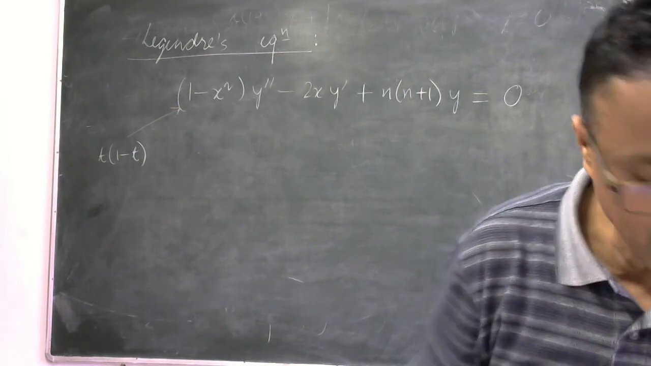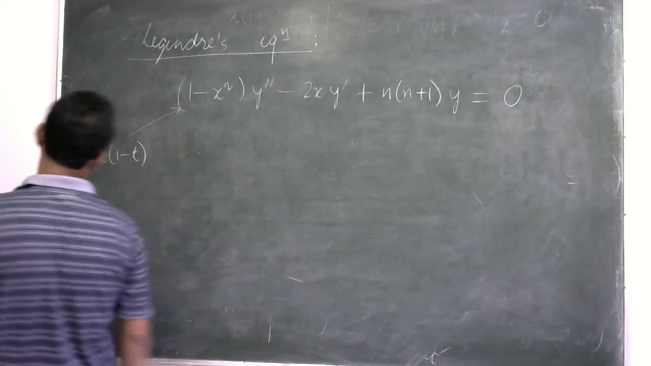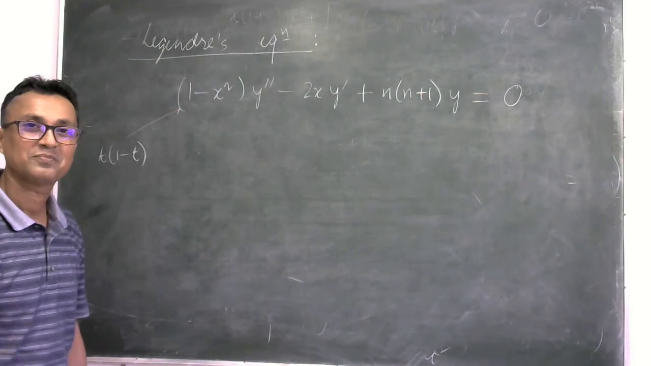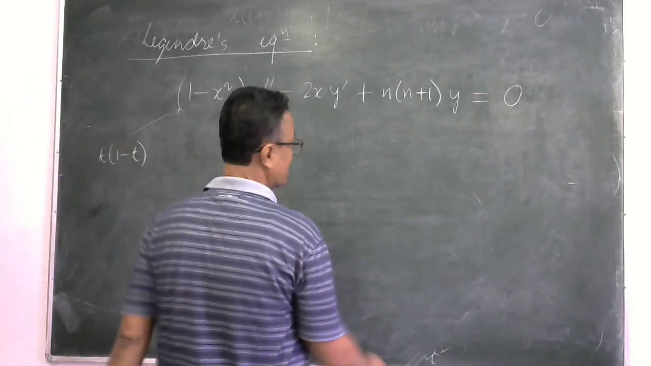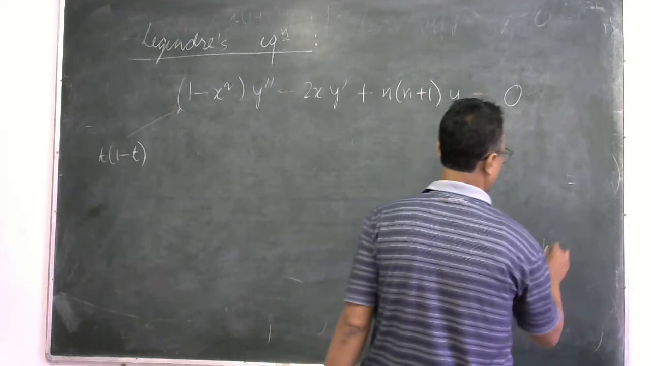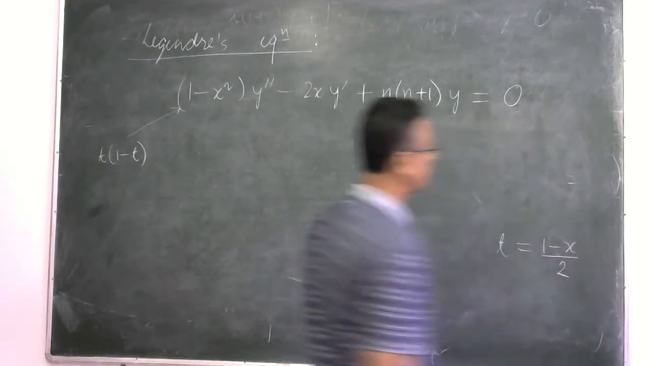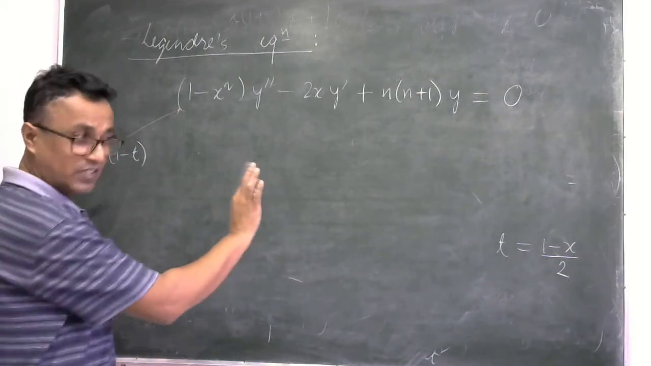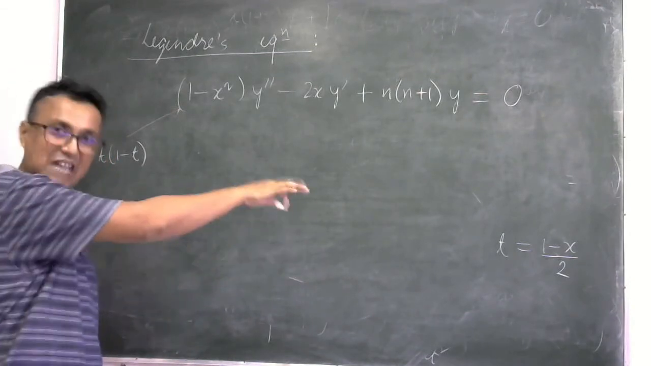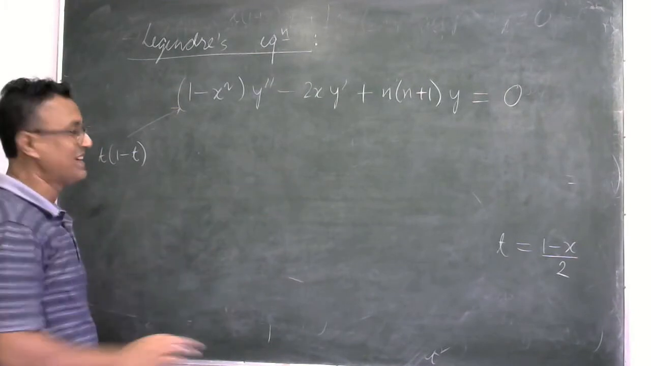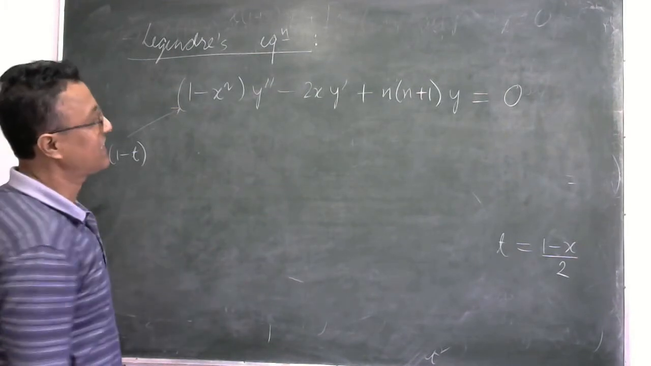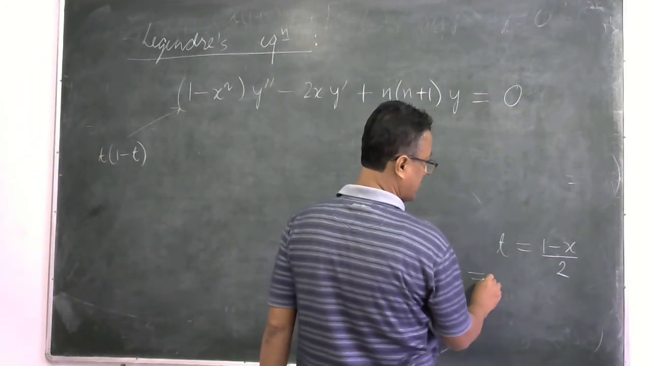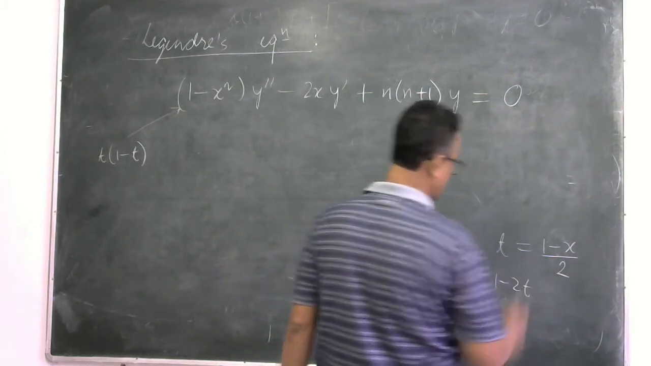t equal to something. Obviously 1 minus x will be there, whether something else has to come. Okay, so this is going to work. Let me tell you. I have already worked it out. That is what I know. See, then what you are going to get from here, your x equal to 1 minus 2t, right?